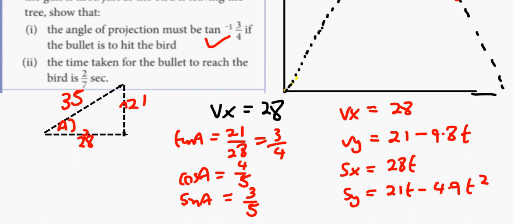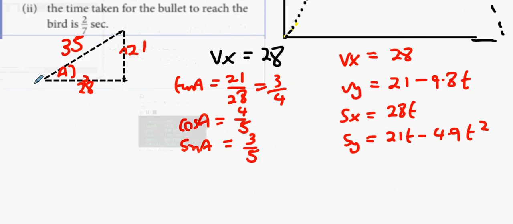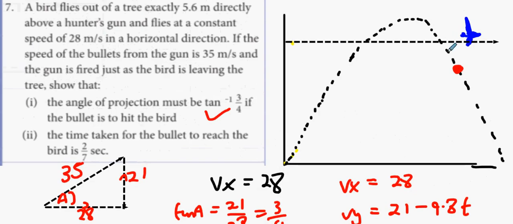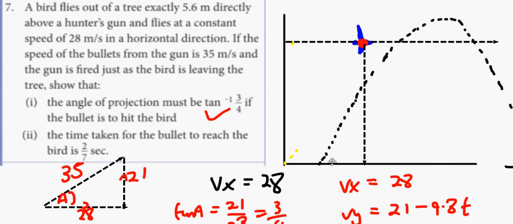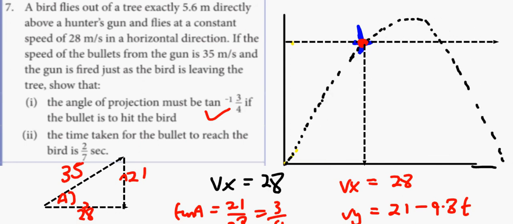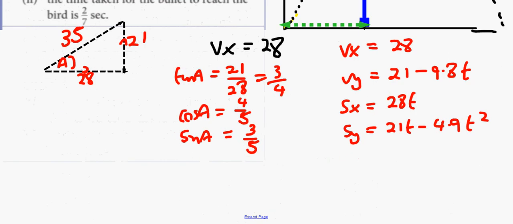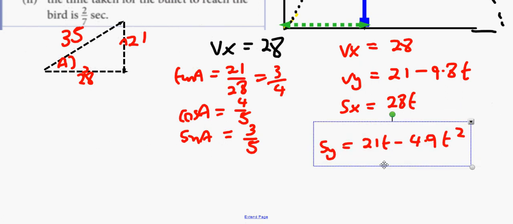Alright, can anybody suggest what do I do next? Sy will equal 5.6 because we know the bullet hits the bird at a height of 5.6 above ground. What we don't know, however, is what the Sx is. The Sx is a relatively unknown quantity. So we know the blue value, but we do not know the green value. Okay. So we're going to put Sy equal to 5.6.